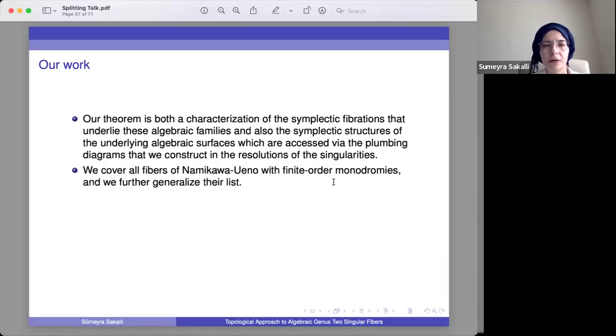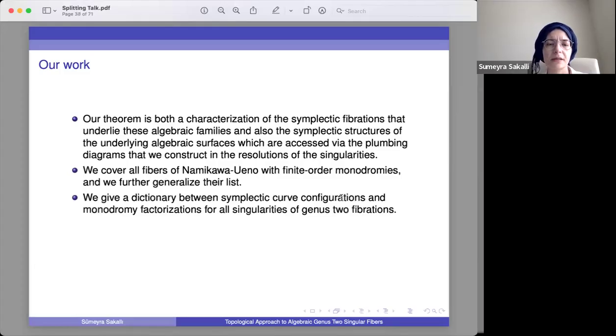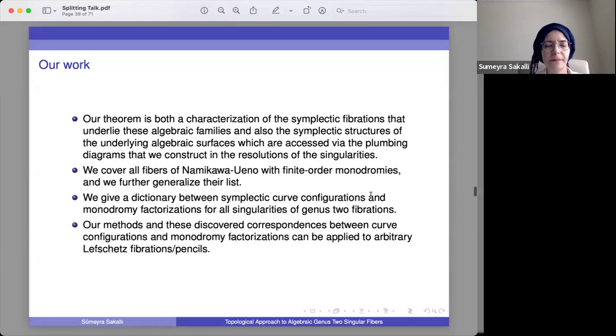And then we cover all the fibers of Namikawa-Ueno with finite order monodromies in the first group of their list. And then we further generalize their list and we look at some additional fibrations. And so we give a dictionary between the symplectic curve configurations coming from our resolution process, the resolution graphs of the singularities, and their monodromy factorizations. We do that for all singularities of such genus 2 fibrations.